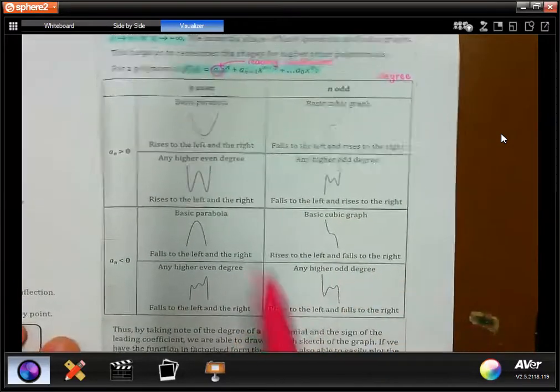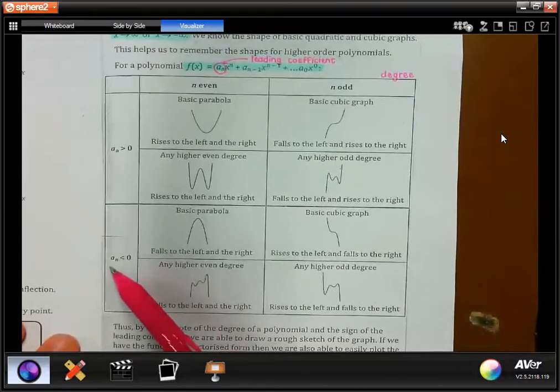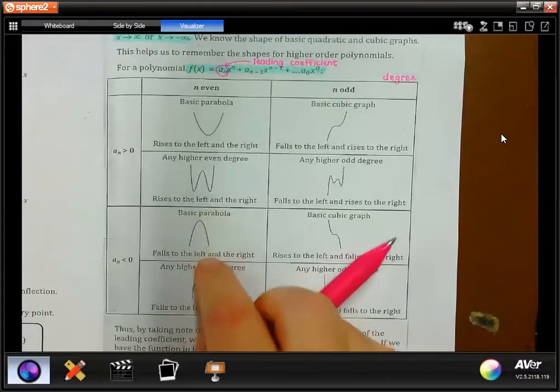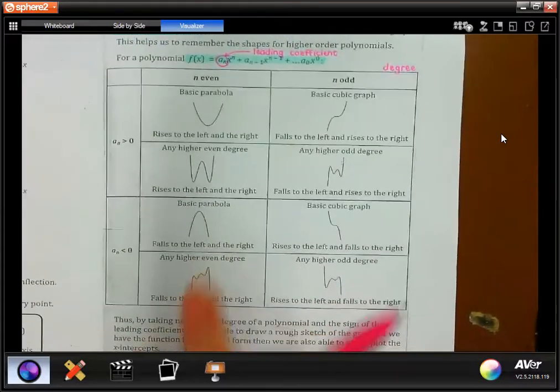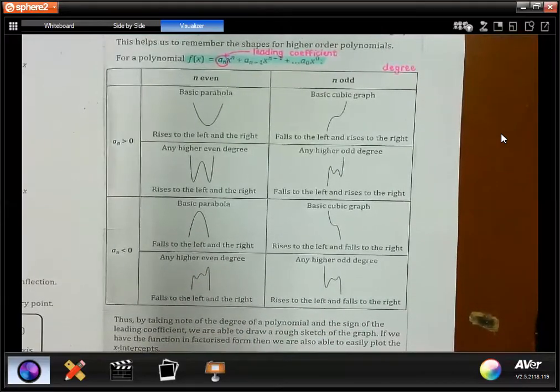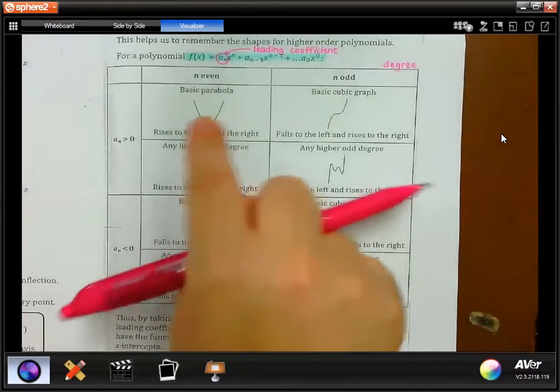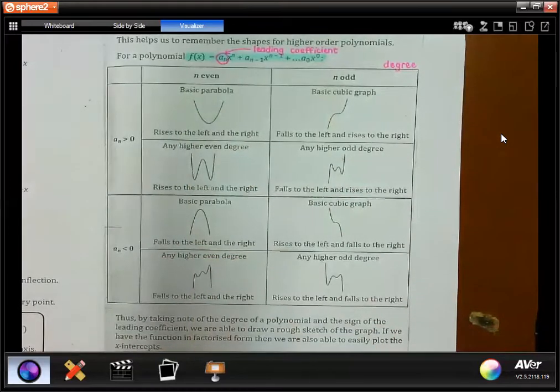Then the other thing is true that if your leading coefficient is negative, we have a downwards facing parabola, all right? If it's an even exponent there, an even degree. But then for any higher even degree, it will also be like a downwards facing parabola, but there will be other stuff happening in between. Okay, does that make sense? This column here. It's nice if we think of the parabola and then we can just adjust what happens in between, if we have a higher even degree.